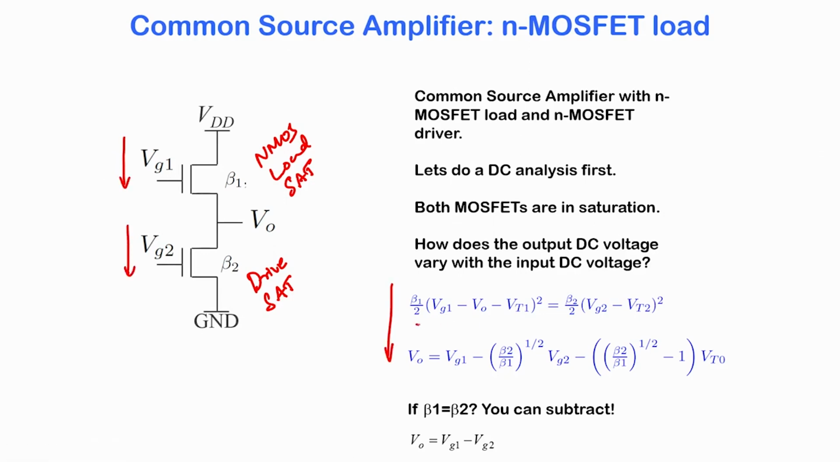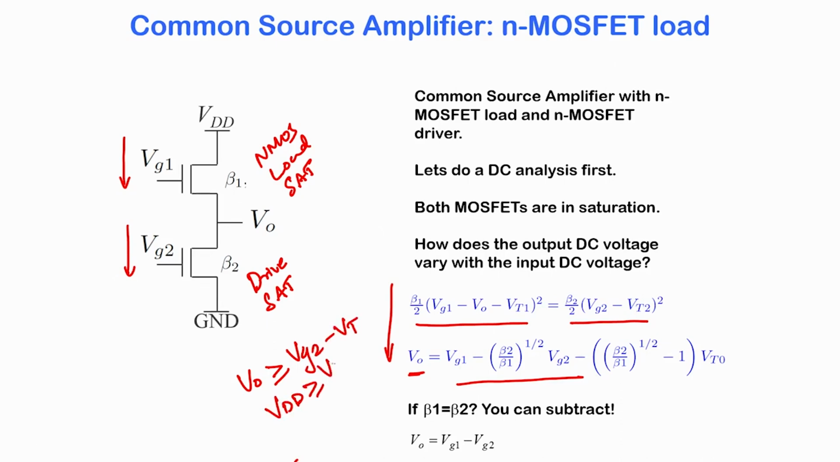So, you see that this is the current in one saturation device and this is the current in the other saturated MOSFET, and by equating these two currents we obtain a relation for V out, and all you have to do is ensure that V out is greater than Vg2 minus Vt, and that VDD is greater than or equal to Vg1 minus V out minus Vt for both these MOSFETs to be in saturation.